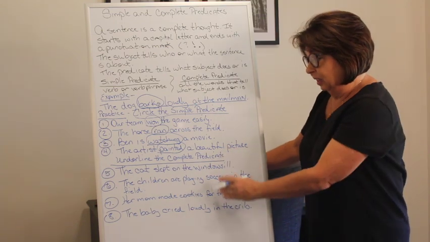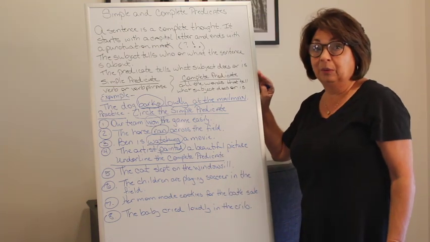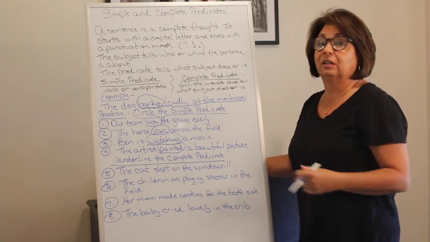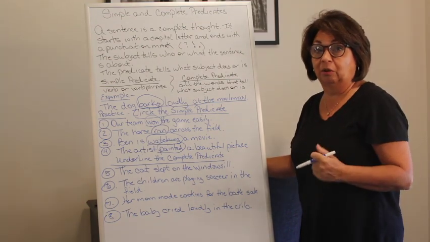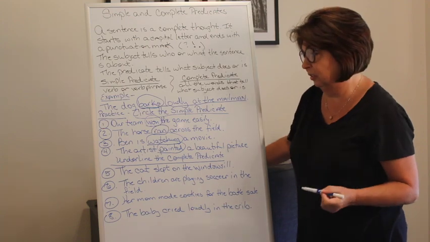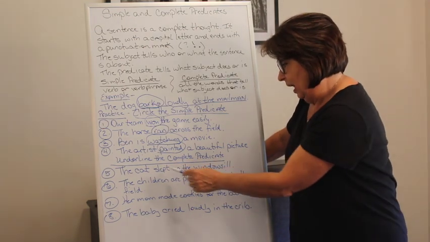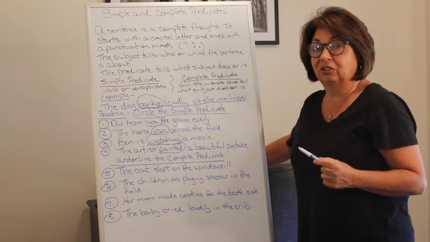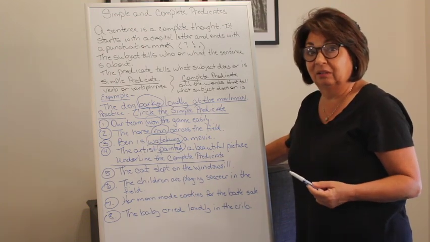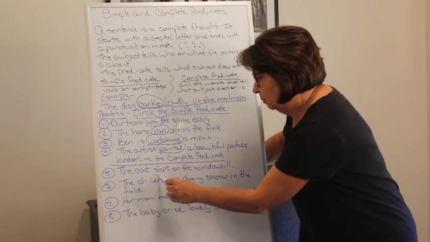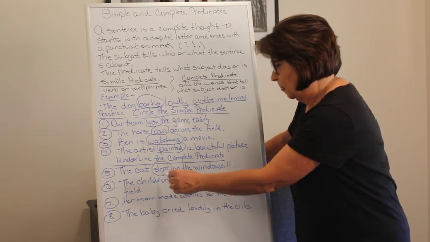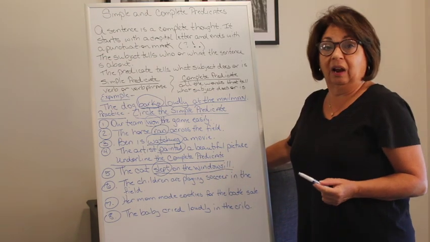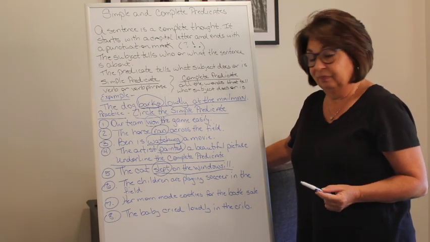Now this next section, we want to find the complete predicate. That means the verb and everything that follows the verb until the end punctuation mark. So let's look at those sentences. The cat slept on the windowsill. What is the action? What is happening in that sentence? If you said slept, you'd be correct. So slept. And then when you put everything else, on the windowsill, there's our complete predicate.